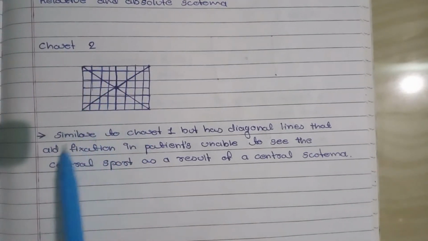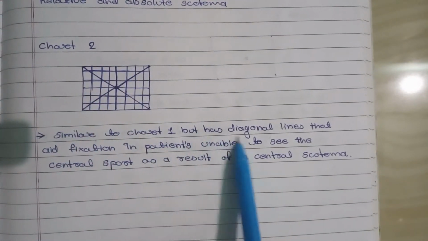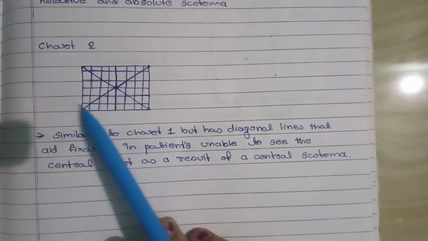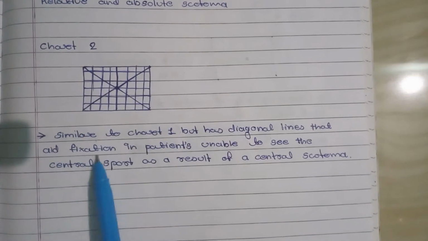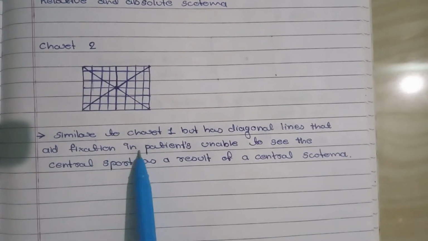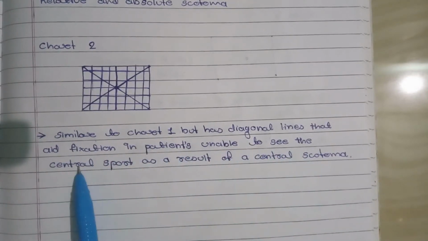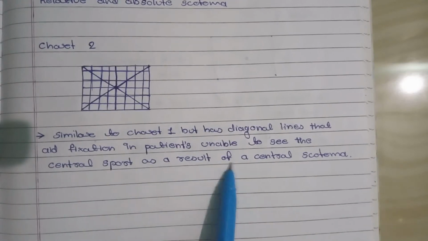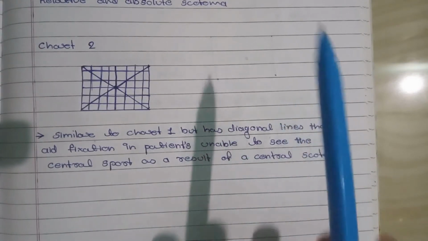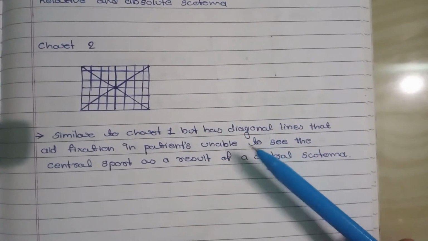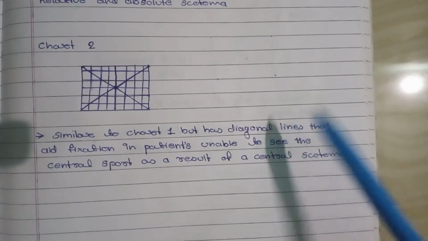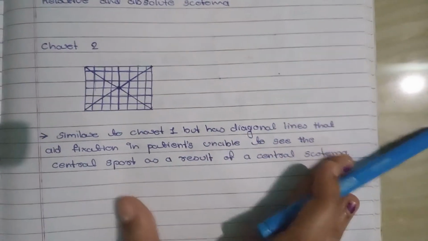This chart 2 is similar to chart 1 but it has a diagnostic line. You can see here is the diagnostic line. It is for patients with poor fixation, unable to see the central spot as a result of central scotoma. In chart 2, central scotoma responds better if this chart is used. Now we are going to see chart 3.